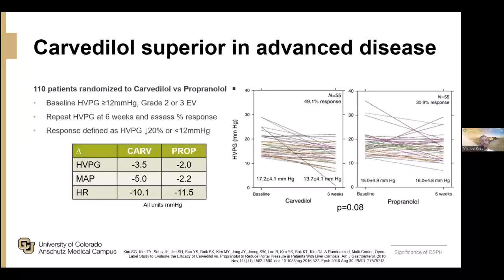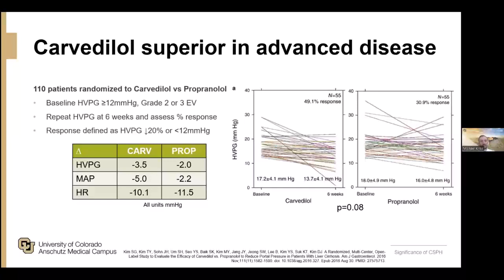However, if you looked at patients who had responses, there was a higher percentage in the carvedilol group, 49% versus 30% in the propranolol group, though that difference was not statistically significant. So you're probably wondering, what is Kriss doing right now? He's showing us a negative study that is not showing superiority in advanced disease.